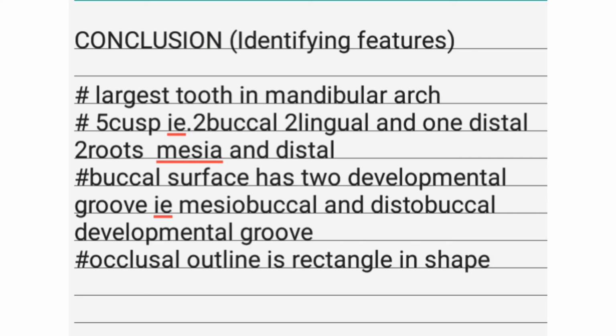And in conclusion, this is the largest tooth in the mandibular arch, and it has five cusps: two on the buccal, two on the lingual and one on the distal. Also, it has two roots, mesial and distal. The buccal surface has two developmental grooves, the mesiobuccal and distobuccal developmental grooves. Also, the occlusal outline is rectangular in shape. So that was it.